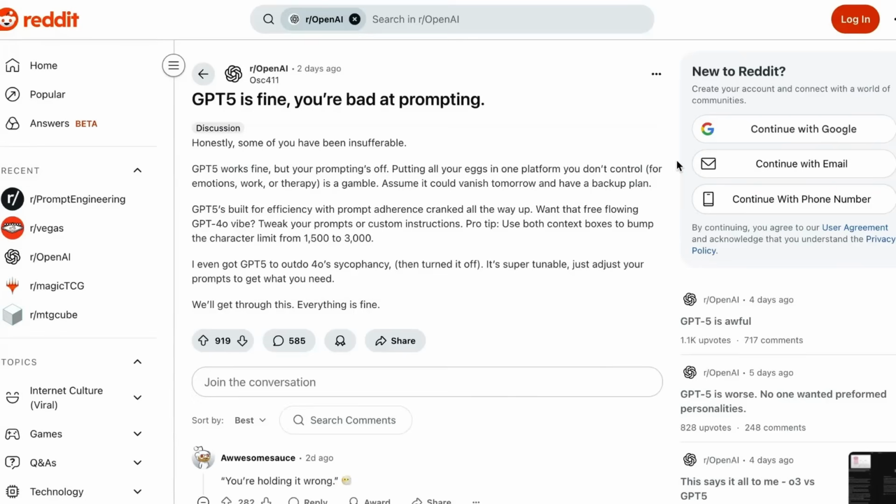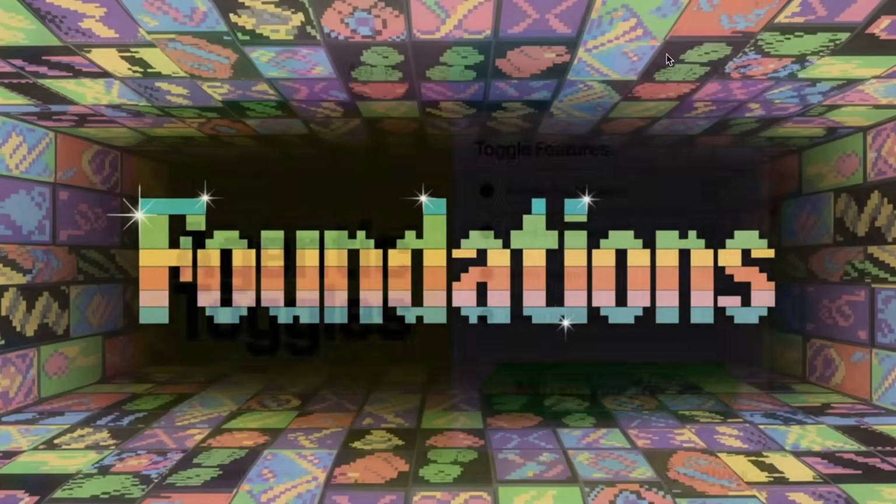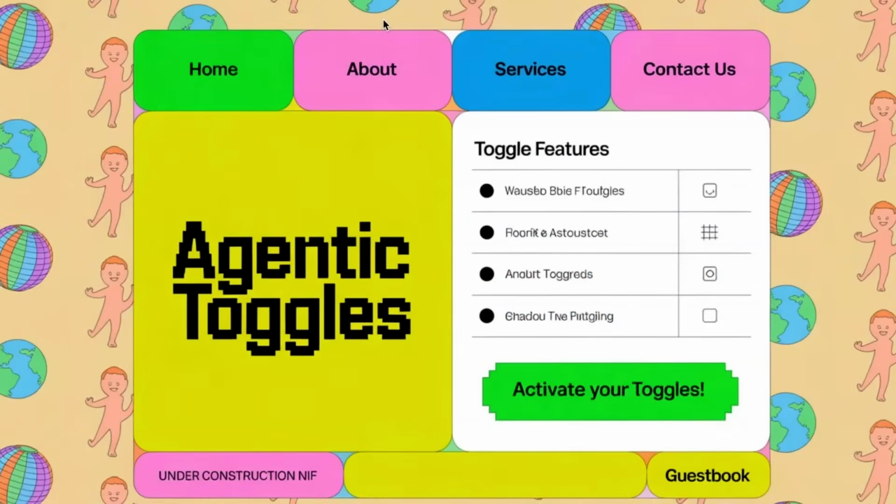And so what we're going to do today, rather than endlessly debate how good or how bad the model is, or discuss what its social ramifications are, I'm going to share 11 techniques that come from all sorts of different sources of people who have actually figured out how to get more value from GPT-5. This should be extremely practical and something that you can put into place right away. We're going to break it up into two main sections: foundations, and then a short section for agentic toggles.